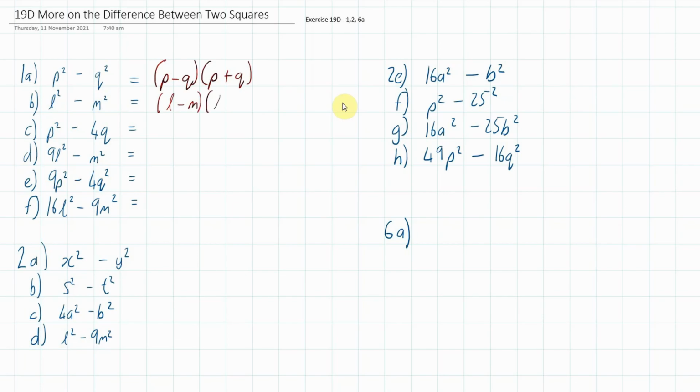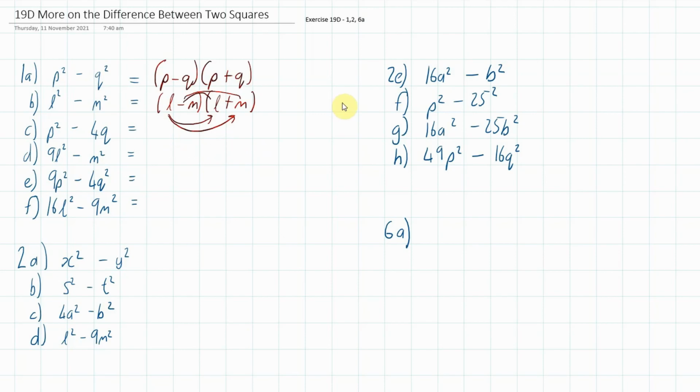(L plus M). Now if you've forgotten why this works, remember we can use FOIL. That's L squared. O is outers, so plus LM. Then we do inners, minus LM. And then we do lasts, minus m squared. And you can see that these ones will cancel out, leaving you with L squared minus m squared, which is what we've got there. Okay, so that's why that works, just as a bit of a refresher.